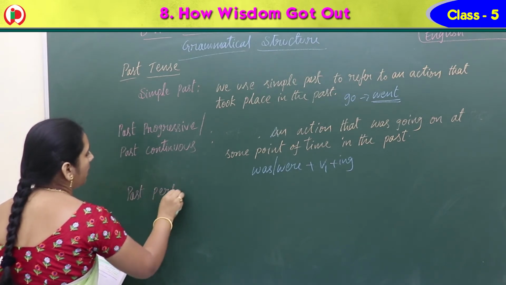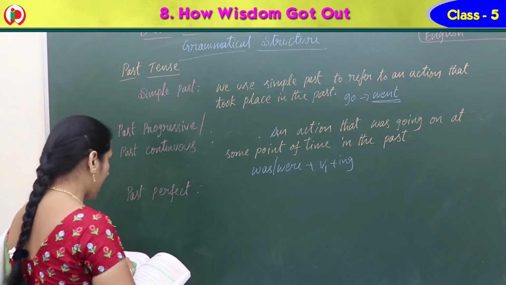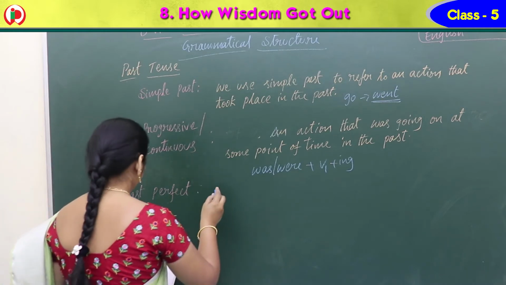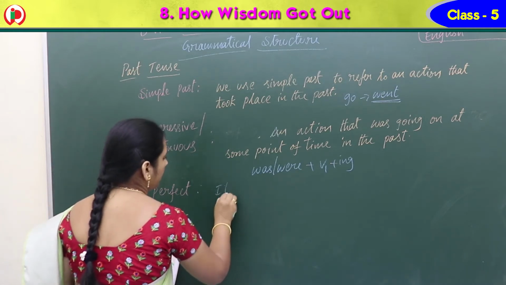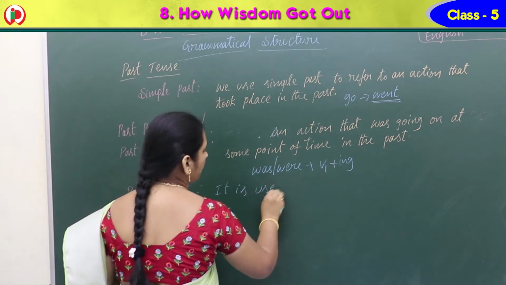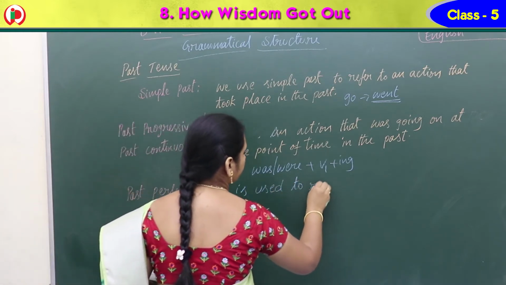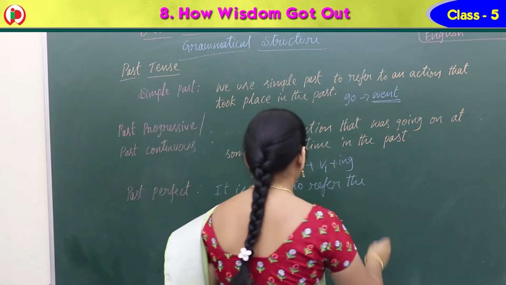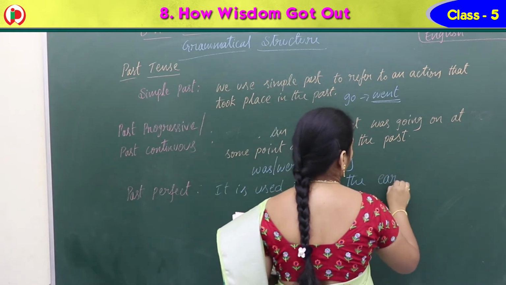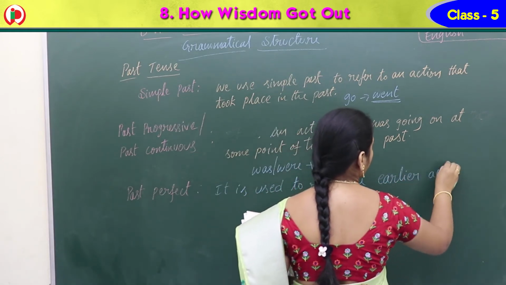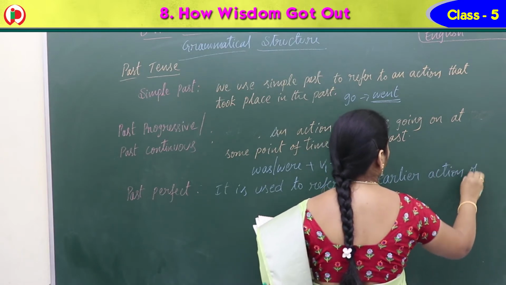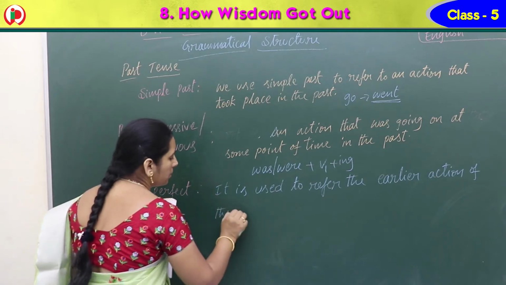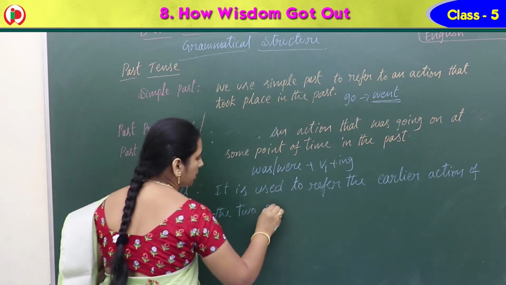Next one is past perfect. So what is this past perfect? It is used to refer to the earlier action of the two past actions. Earlier action of the two past actions.